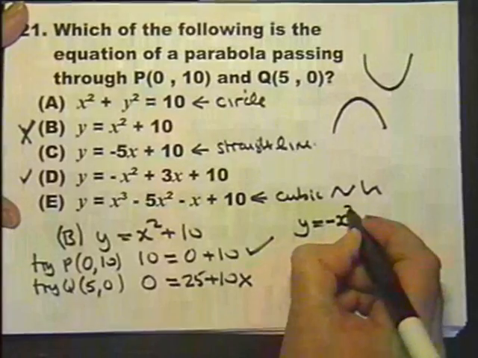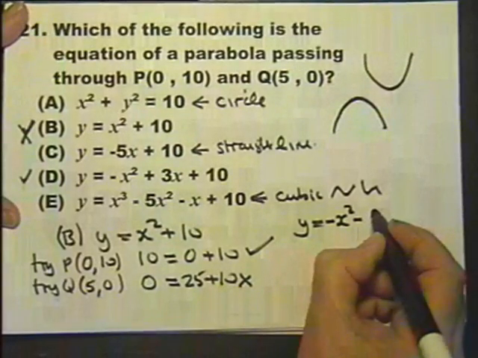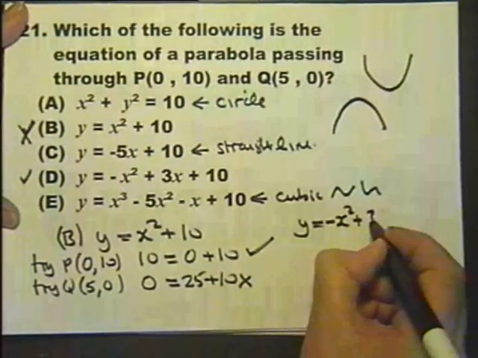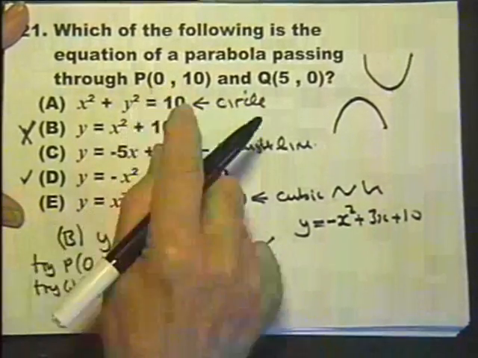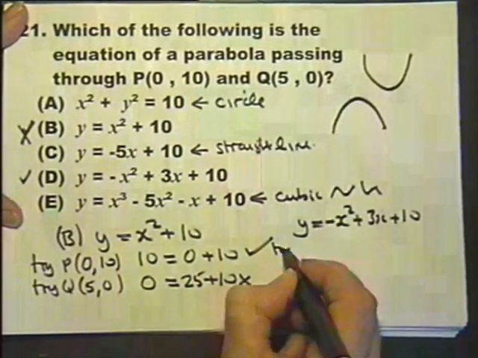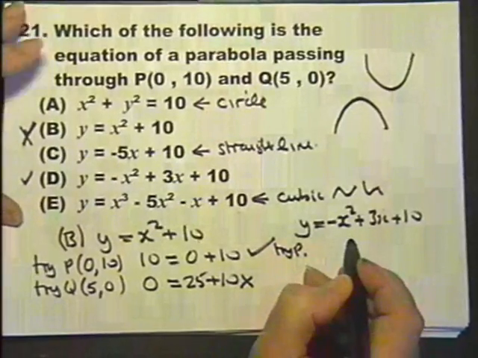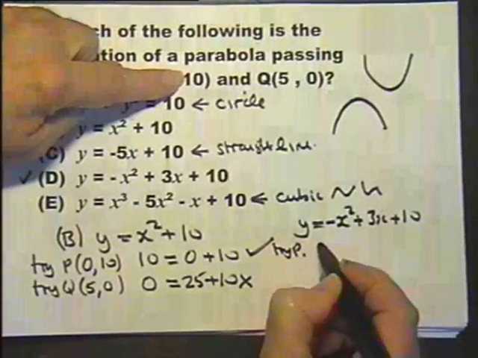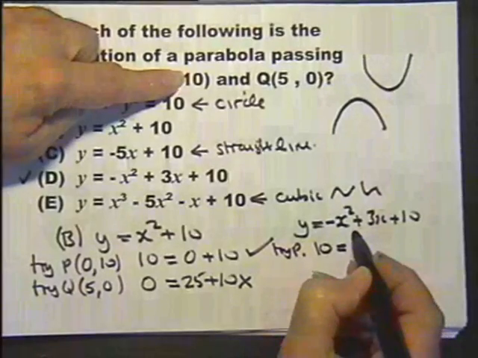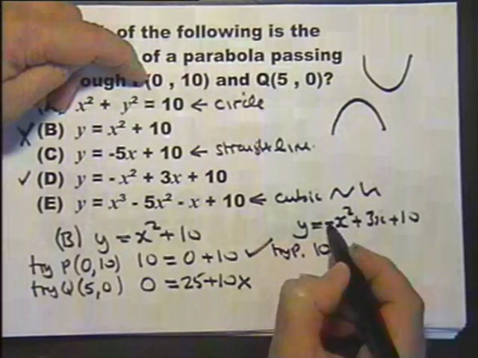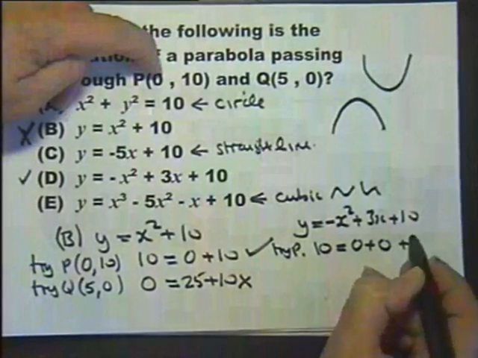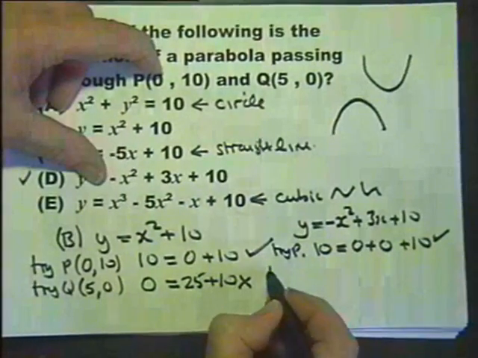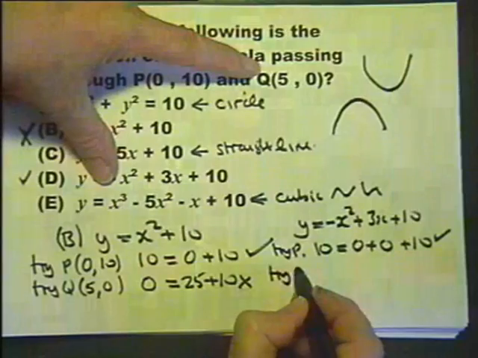In the exam, if I was getting a bit short of time, maybe I wouldn't check this. But let's substitute that coordinate into there. Let's try P. So in other words, y is 10. And that's going to equal 0 squared, or minus 0 squared, plus 3 noughts, plus 10. That's looking pretty good. Let's try Q.